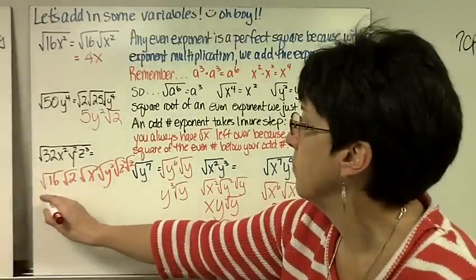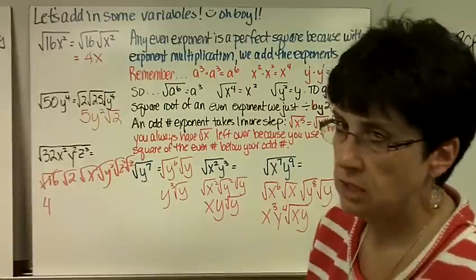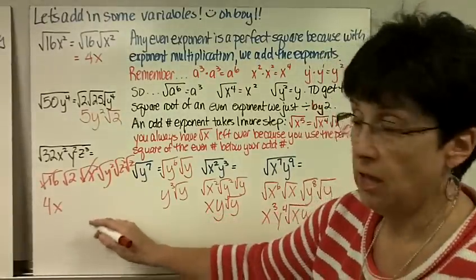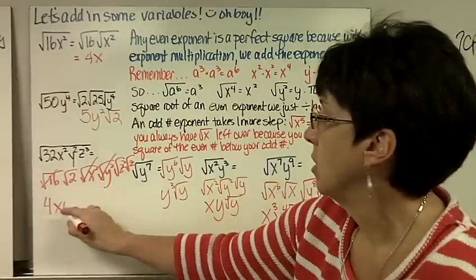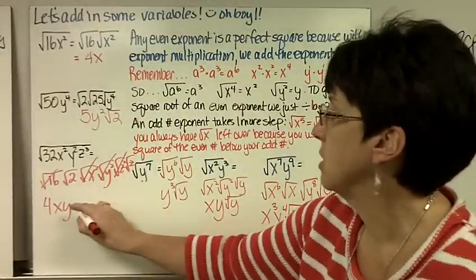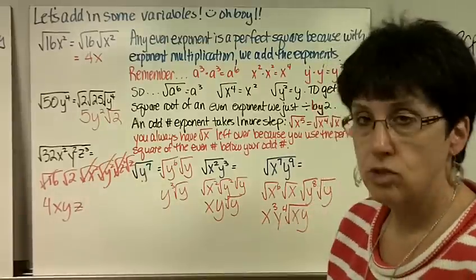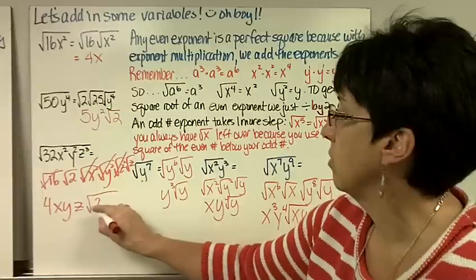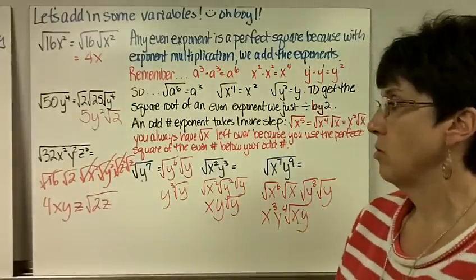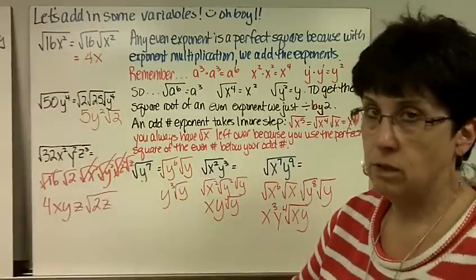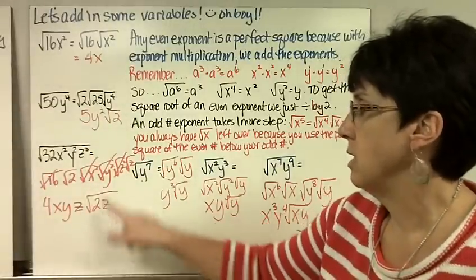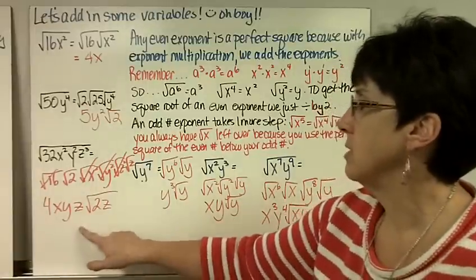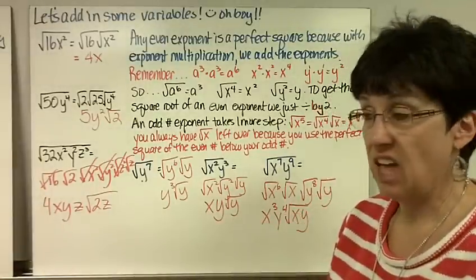Square root of 16 is 4. I'm done with that. I'm going to cross it out so I know because I have so many here. The square root of x squared is x. The square root of y squared is y. The square root of z squared is z. Any perfect squares left over? Nope. So put your non-perfect squares back together. So the square root of 32x squared y squared z to the 3rd is 4xyz times the square root of 2z. Or, to be cool, 4xyz root 2z. And that's it.